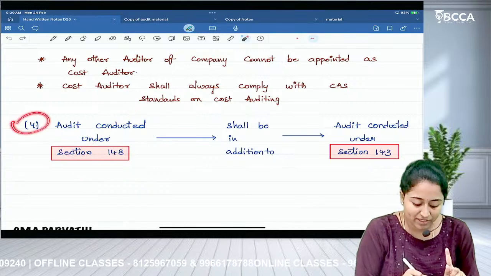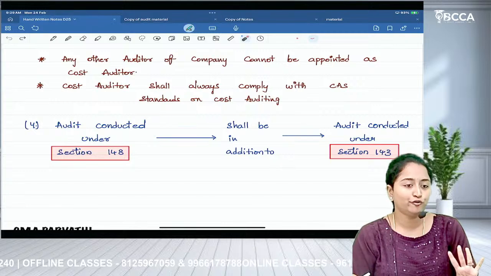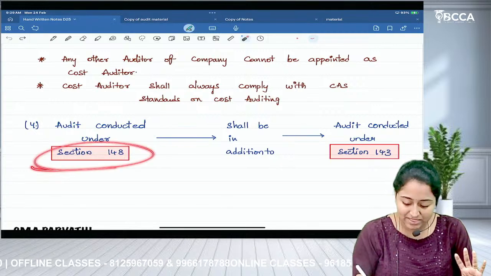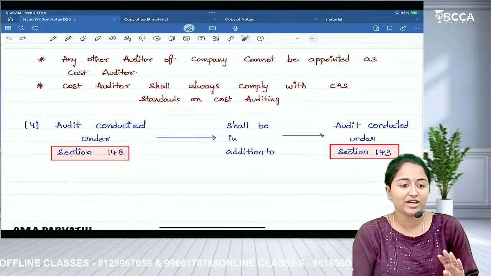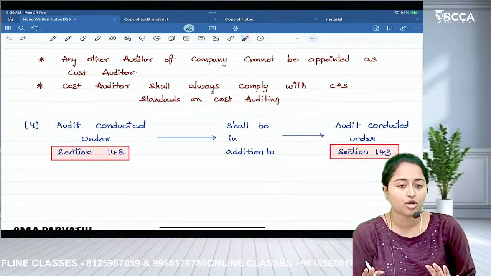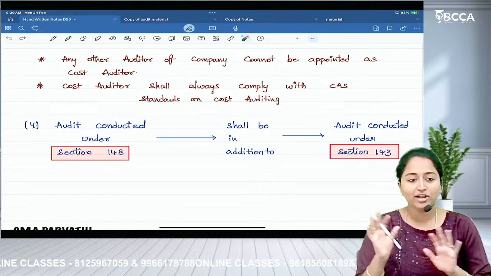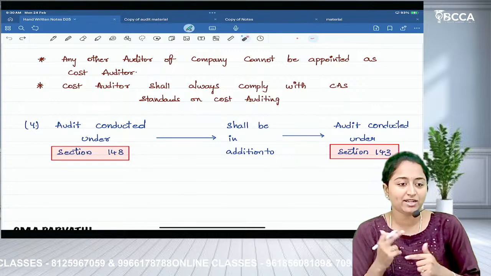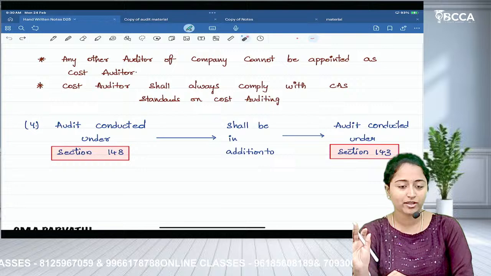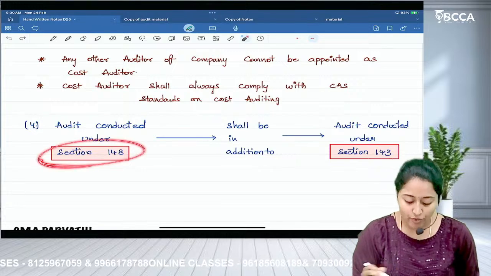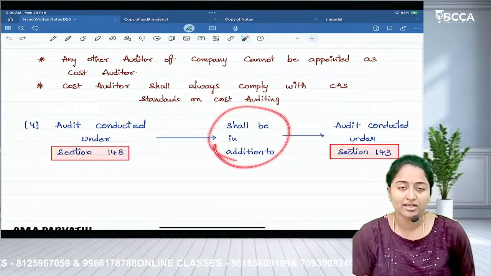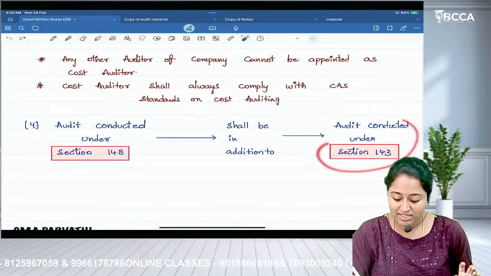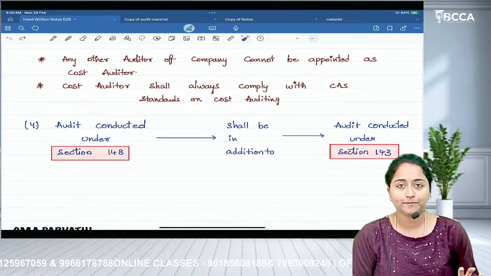That has been given under section 148 subsection 4. Clear? You have to remember the sections. Section numbers are important. We have only some sections in this particular cost audit subject. Okay? We don't have many sections. We have small sections, and I'll repeat it again and again so it will get registered in your mind. Okay? So, section 148 audit shall be done in addition to section 143 audit.